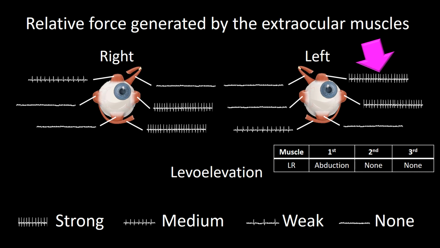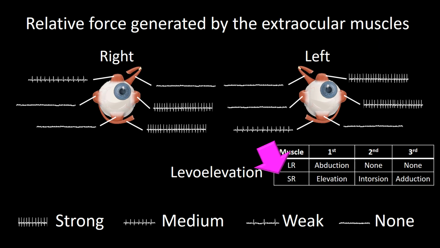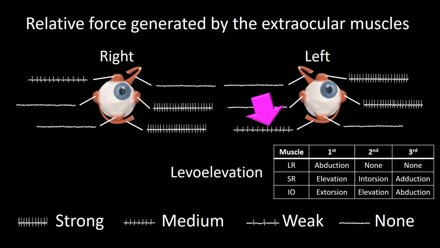The superior rectus is also contracting strongly. The superior rectus has three functions: elevation, intorsion, and adduction. The left inferior oblique has a mild level of contraction, which produces extorsion, elevation, and abduction. Hence, during elevation, the y-axis position of the globe is determined by the balance between the superior rectus intorting force and the inferior oblique extorting force.